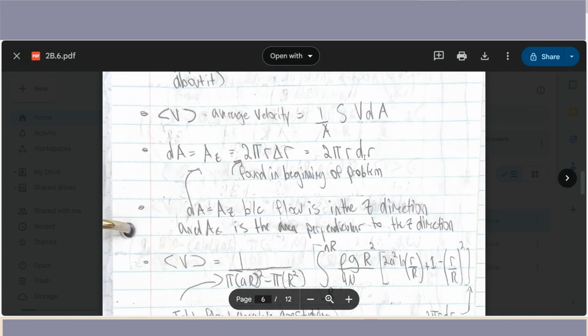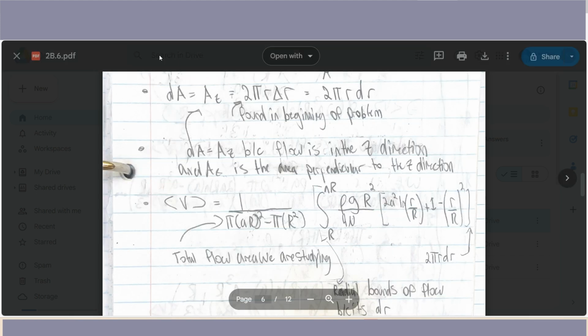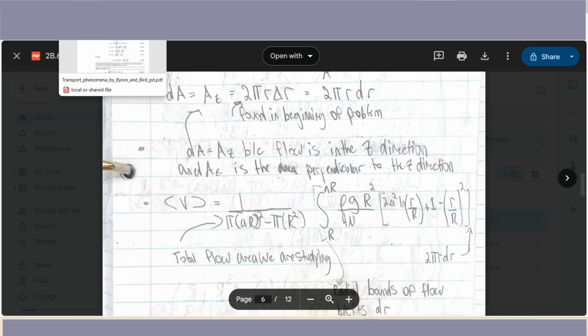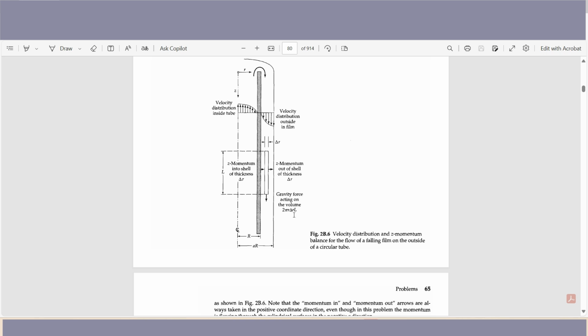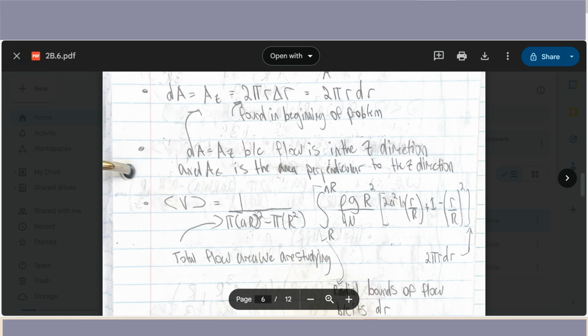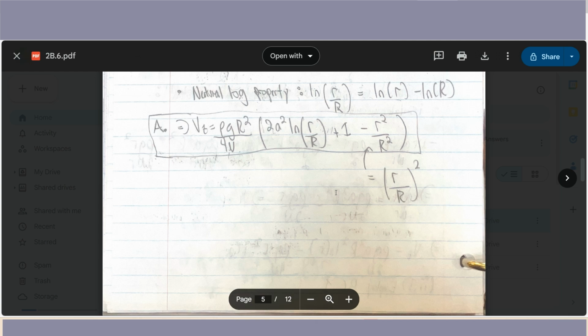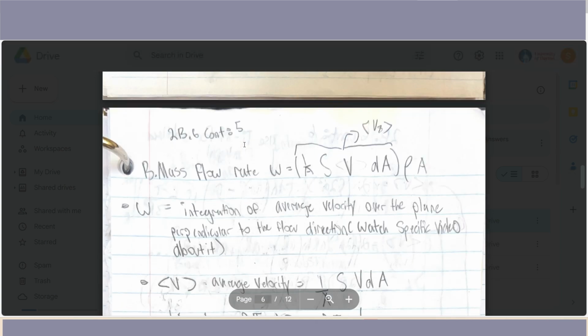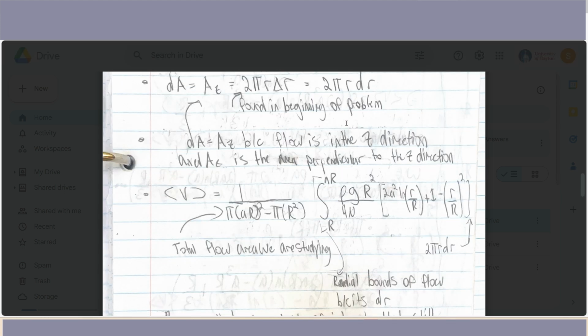So this delta R is the same as dr. And the bounds are from AR to R, and that's because we are trying to find the velocity distribution in this area. So the area here is from AR to R. AR is bigger, so that's the higher value on the integral. So just plug in our velocity equation that we got earlier into this equation here. And that's what I did.